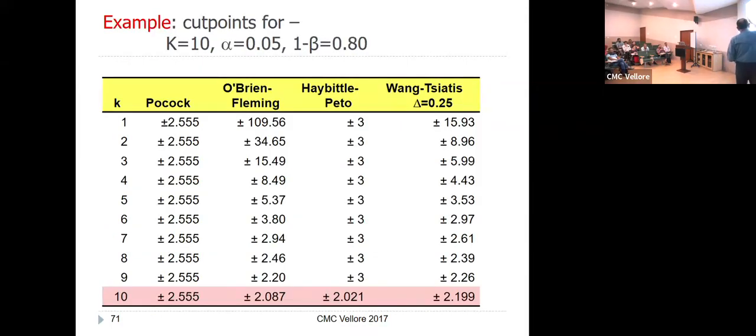So if I had 10 looks, Pocock would be incredibly high, 2.55 all the time. Nobody likes it. Haybittle-Peto would be 3, and then here's 2.02. So that's close to 1.96.